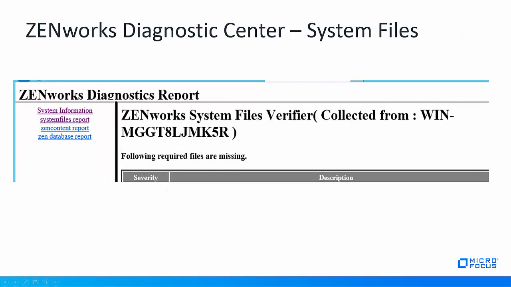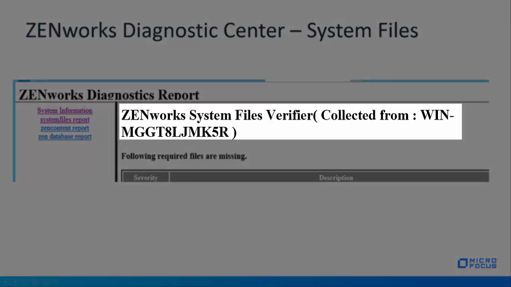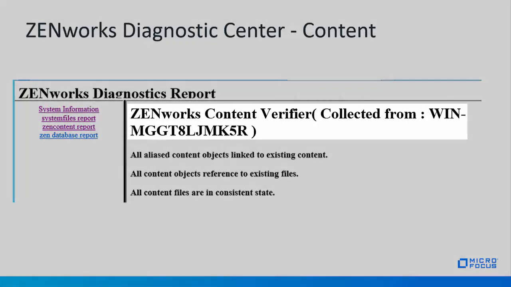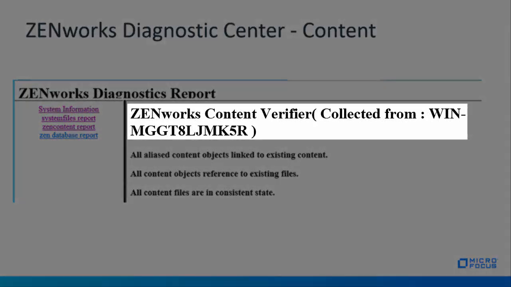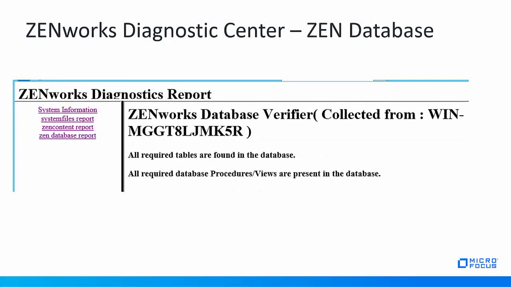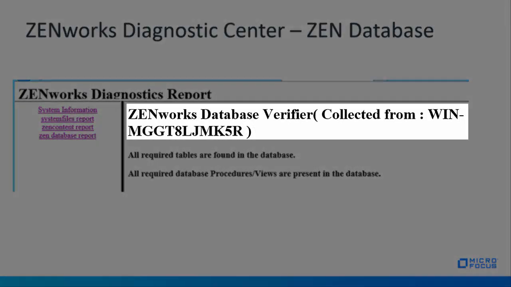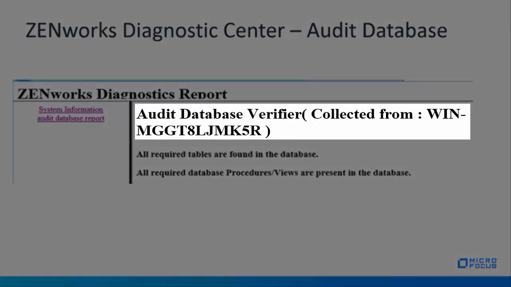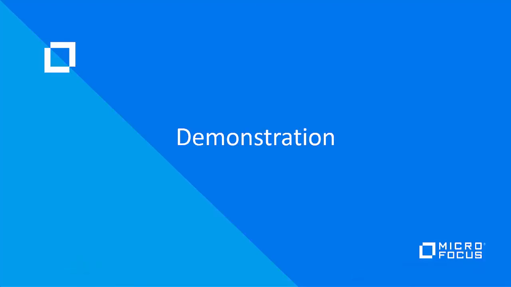Also note in the subsequent reports, system files, Zen content, Zen database, and audit database will all display the primary server from which it was reported. Again, here's the Zen content information showing the server it was collected from, and the ZENworks database from which primary server ZDC was run from, and also the audit database. Let's have a quick walkthrough.